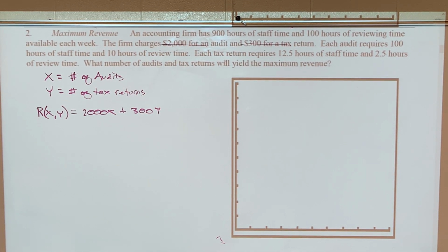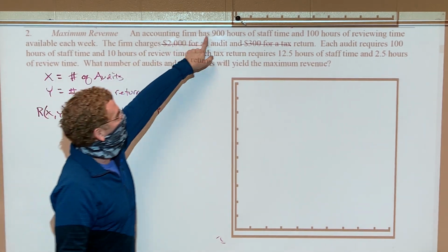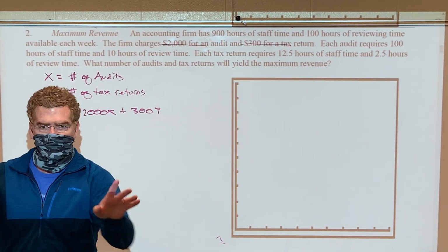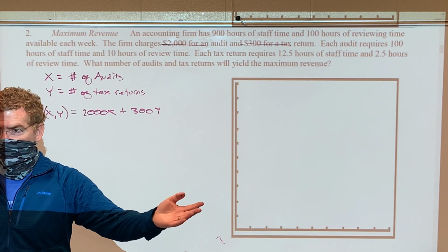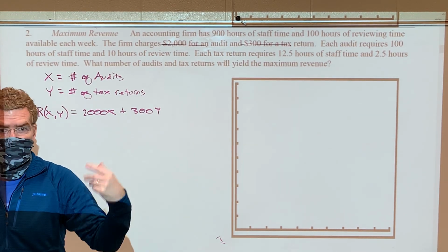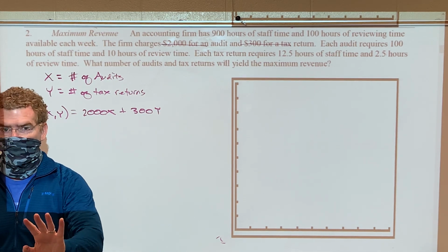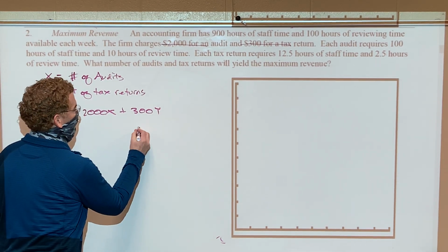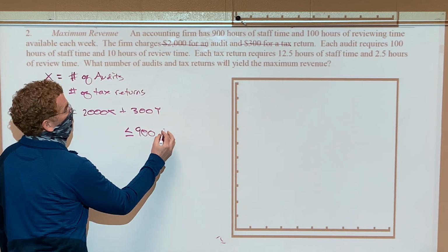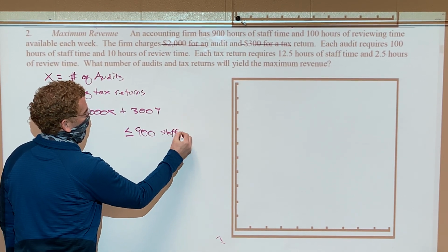Okay? Now, what do you see here? These are audits and tax returns. So I'm going to look through, look for inequalities. Where do you see inequalities? Time. Staff time? I only have 900 hours of staff time available. That's it. Do I have to use all of it? Maybe I'd like to, right? Maximize my income. But the most I have is 900. So the staff time, 900, I would have to be less than or equal to that.